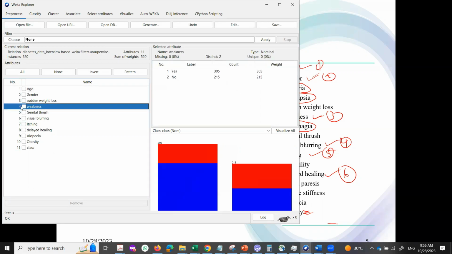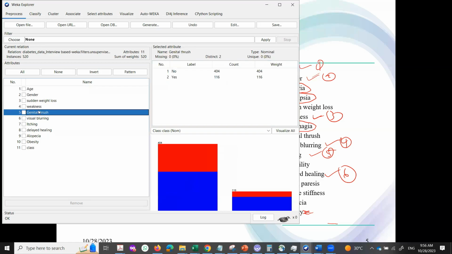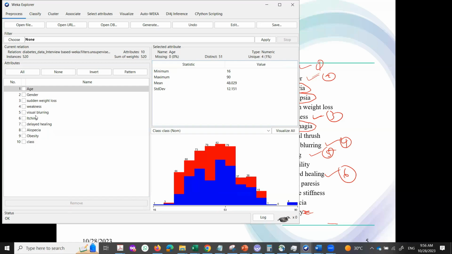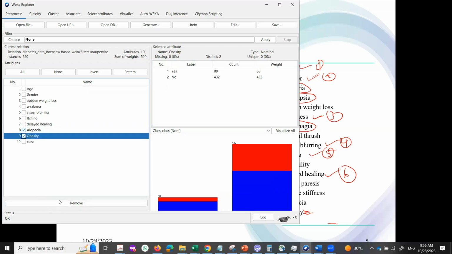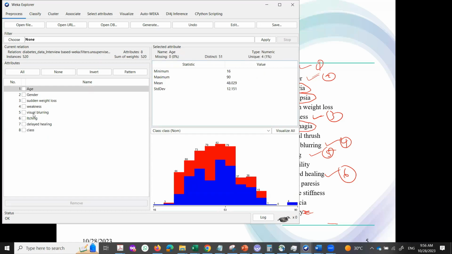Then we have weakness in part of your body. We want to also avoid anything that people cannot easily understand. Visual blurring, are you having an issue with your eyesight? Delayed healing, yeah. Even obesity also, can we remove them? So now you're having 1, 2, 3, 4, 5, 6, 7. These are basic interview questions that we can ask anybody out there.